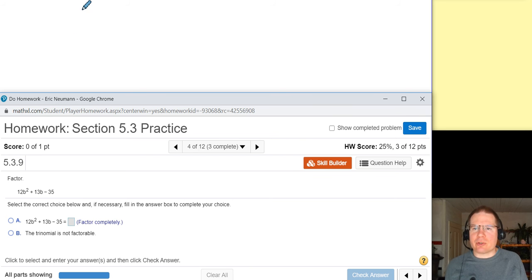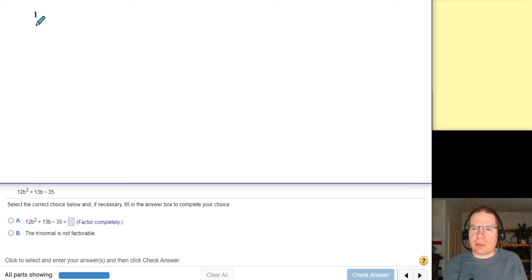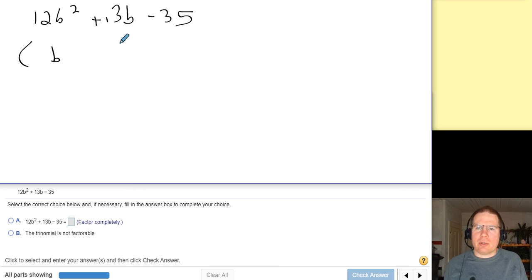I hate 12 because it's got so many factors. But let's see if we can do this. 12b squared plus 13b minus 35. Okay, minus here. That means one of them is going to be plus, the other is going to be minus, right, to multiply to a negative. And that means their difference is going to be a positive 13.